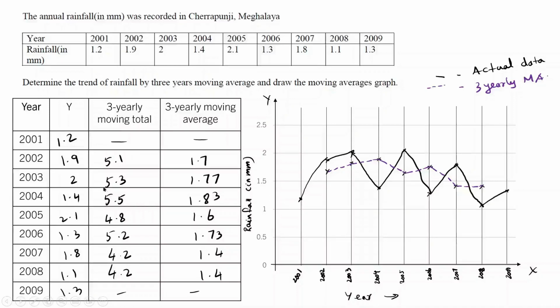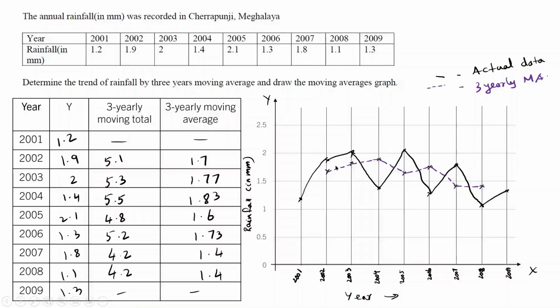So here, drawing the table carries 1.5 marks, and then drawing the graph with all these written correctly carries 2.5 marks. That is, which line you are giving for actual data and which line is for moving average, all these should be written clearly.